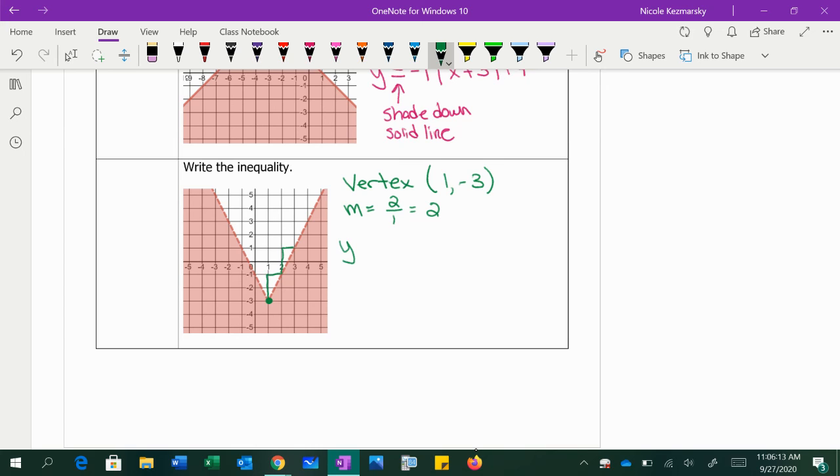So I'm going to start to write this out. I'm going to say 2 absolute value of x minus 1 minus 3. It's shade down, so I'm going to use a less than. And it's a dashed line, so I'm not going to put an or equal to. So that is shade down dashed line.